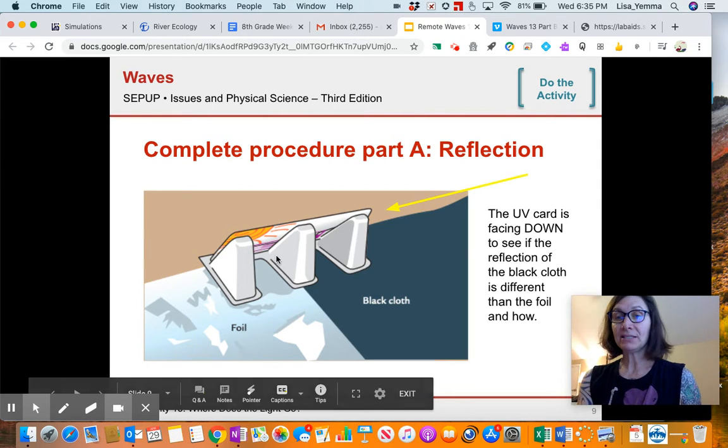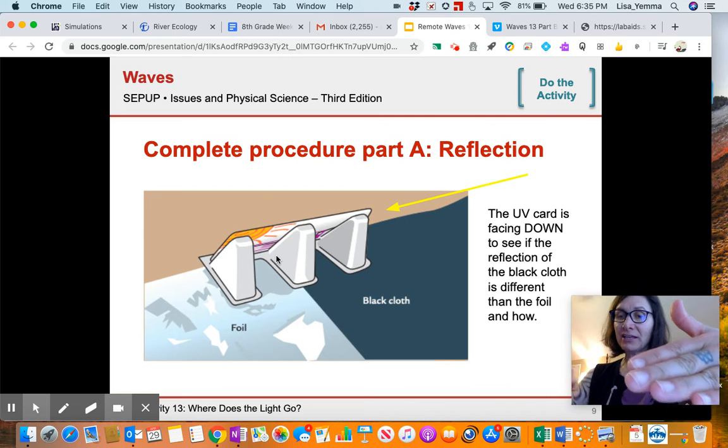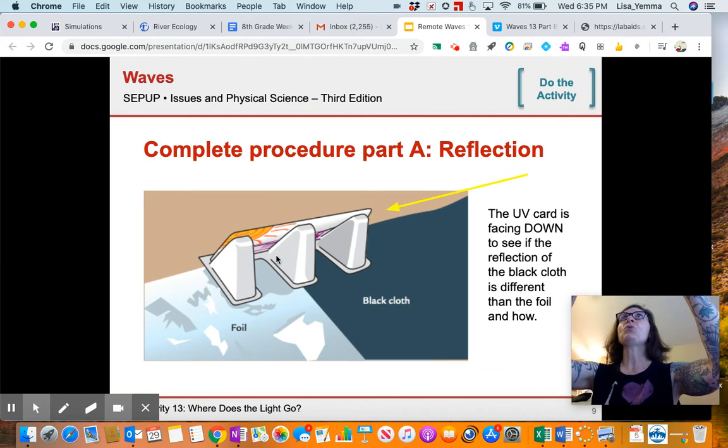On that plastic card holder, you would get your UV card. It's the same UV card we used in the last laboratory. That UV card, instead of facing the sun, is going to be facing down towards the black cloth, material number 1, and the aluminum foil, material number 2. The reason it's facing down is because we are studying reflection.